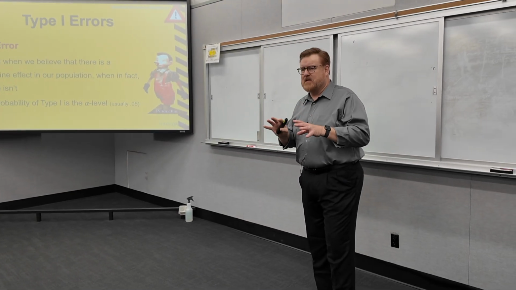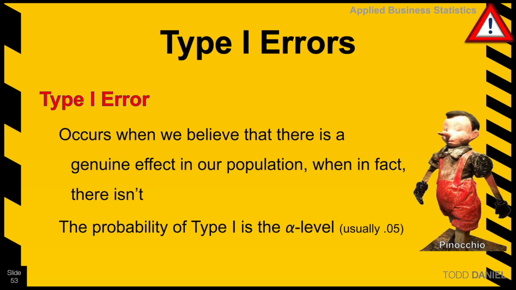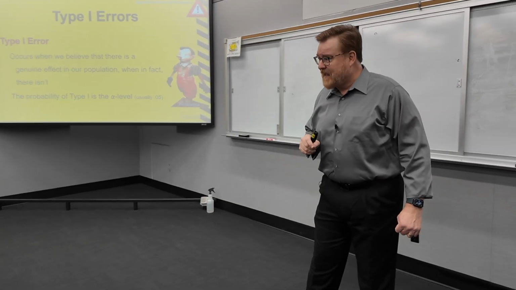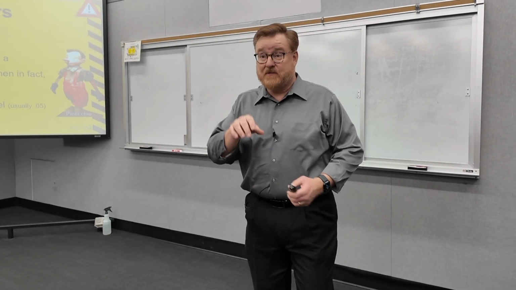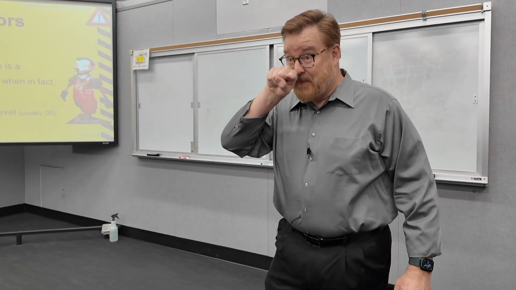Here's how you keep them, how you separate them, tell them apart. Type 1 errors occur when you say that something is true when it is not, that you say there is an effect when there is not. That sounds a lot like lying. So think about Pinocchio. And what happens when Pinocchio tells a lie? His nose grows. So think about Pinocchio's nose as a type 1 error.